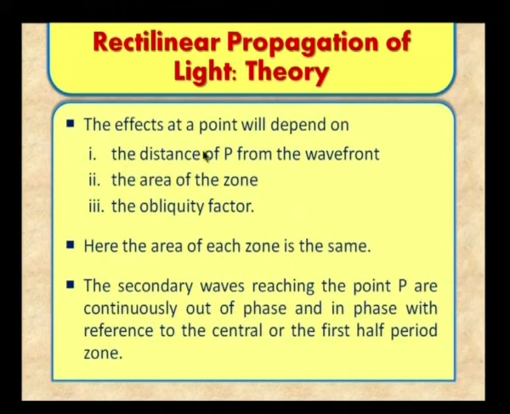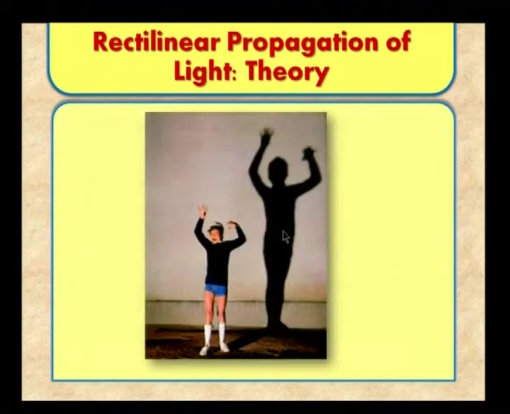The effects at a point P: our aim is to determine the intensity at the point P. Where is the point P? This is the point P, right. P may be a point here, light is coming here, and I want to find out the intensity of light because the light is bending. What is the intensity of light at that point P? If intensity is very high, then it will be bright. It is not bright, it is dark.